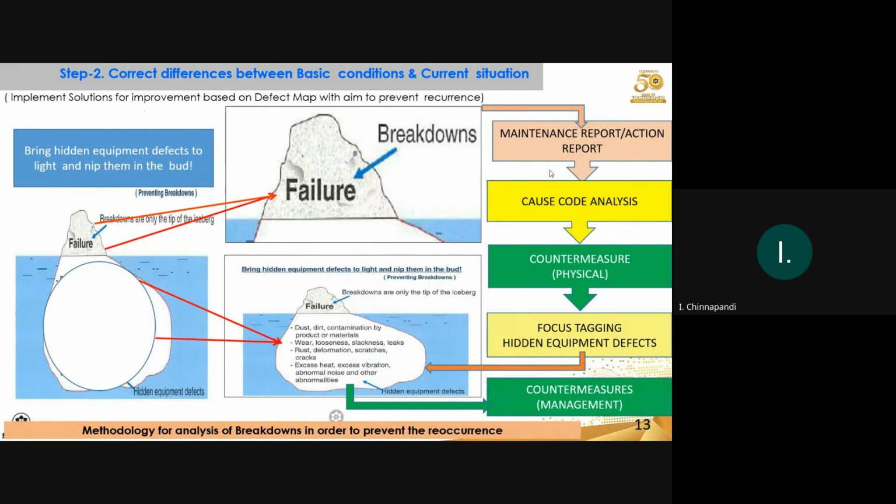So this is the correct basic conditions identification. Whatever failure is coming, it is a tip of the iceberg. Before it fails, there are some hidden parts inside the equipment that can make the equipment fail. Next.